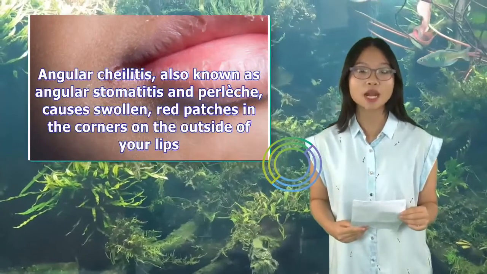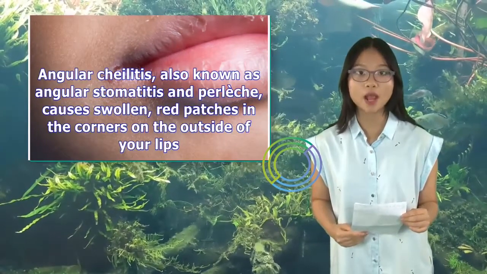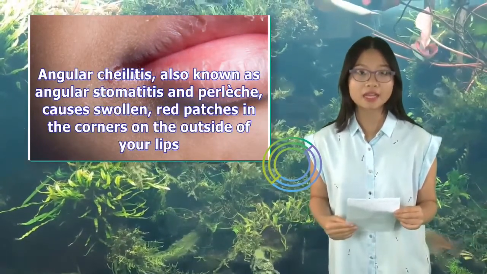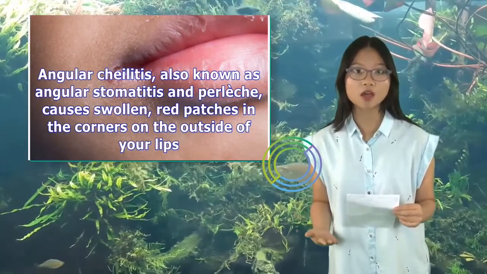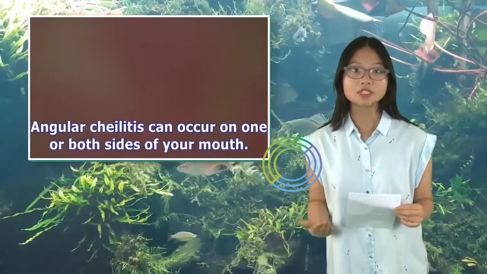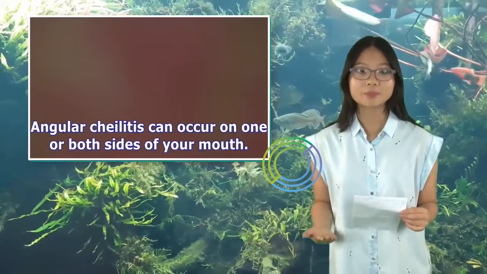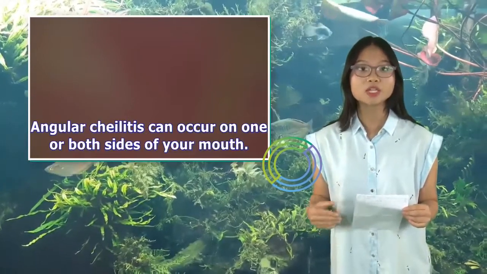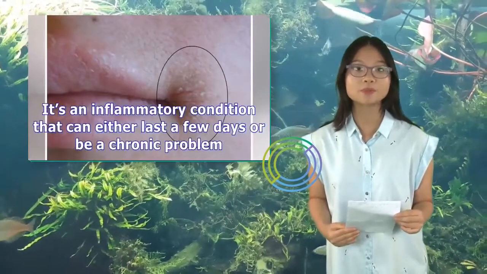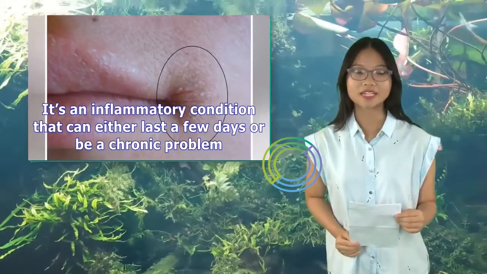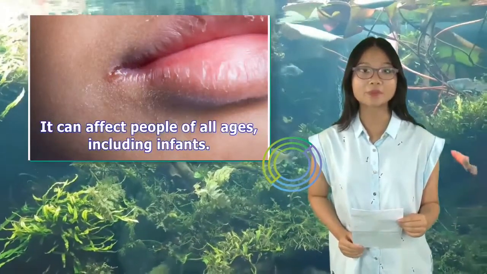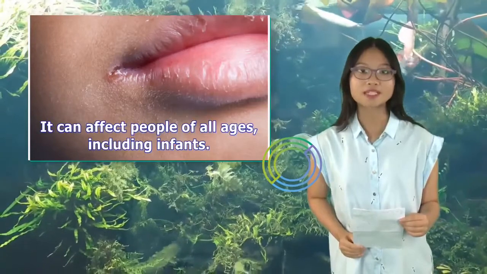Angular cheilitis, also known as angular stomatitis and perleche, causes swollen, red patches in the corners on the outside of your lips. Angular cheilitis can occur on one or both sides of your mouth. It's an inflammatory condition that can either last a few days or be a chronic problem. It can affect people of all ages, including infants.